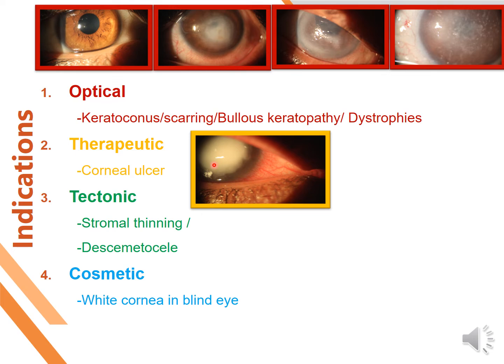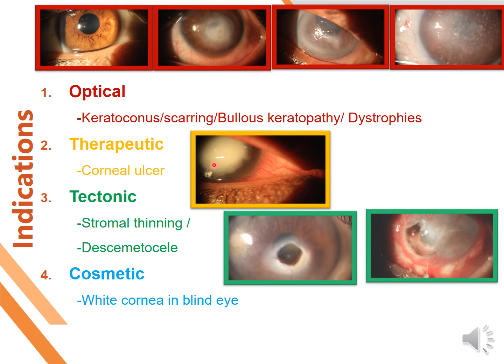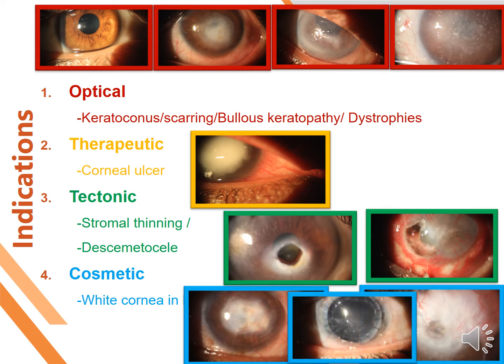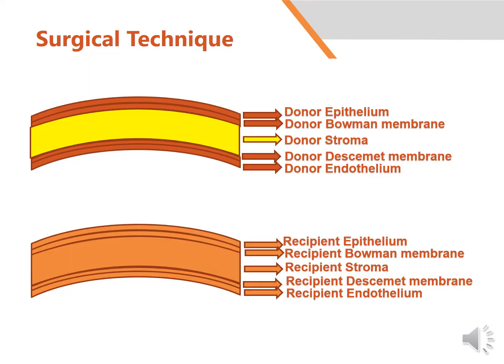The third group of keratoplasty is tectonic keratoplasty, in which stroma is either thin like in a descemetocele, or it's very thin at the periphery because of stromal thinning, and it needs to be replaced with a healthy tissue. The fourth and rare indication for keratoplasty is cosmetic, in which the eye is white and cosmetically not good looking, so it needs to be replaced with a healthy cornea to be cosmetically acceptable.